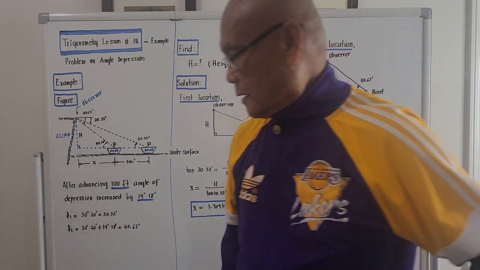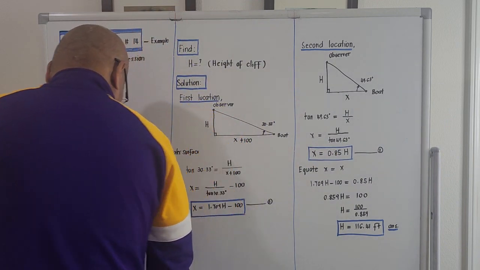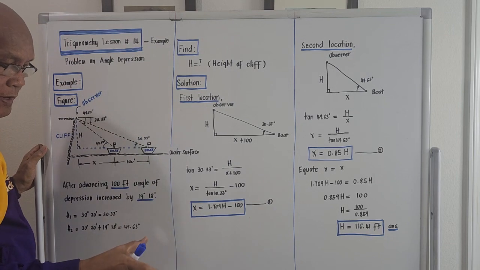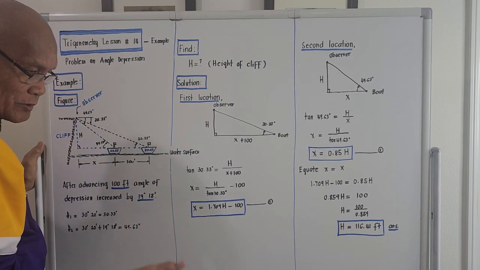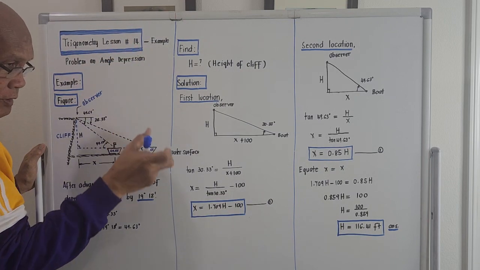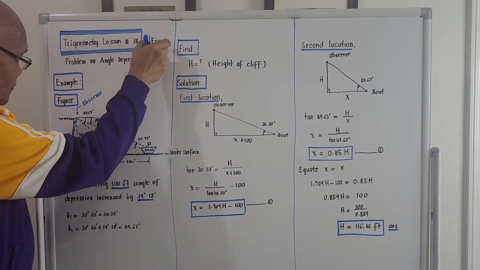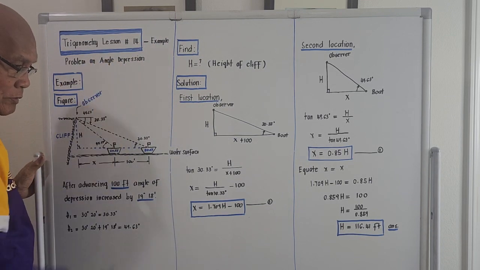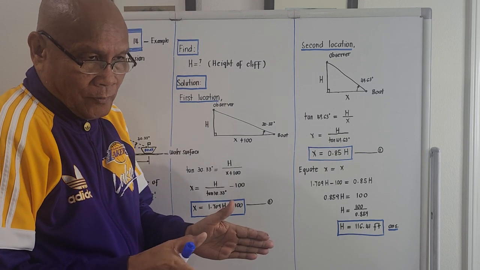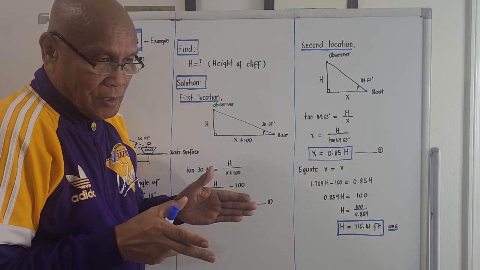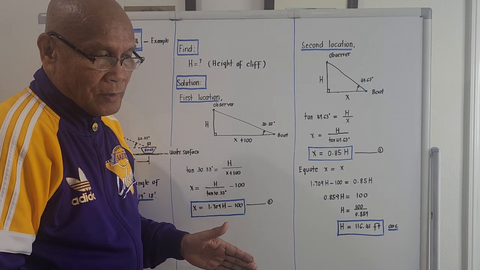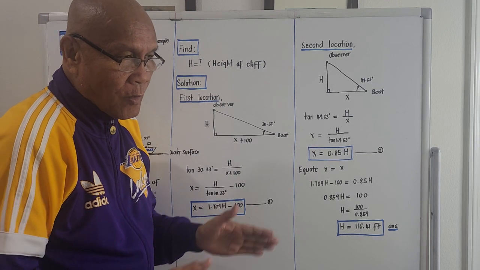Okay, let's proceed. The subject matter for this morning will be a continuation of my trigonometry complete syllabus subject matter, that is trigonometry lesson number 14. The title of the topic will be example problem on angle of depression. The last time around, I gave you an example problem on the angle of depression, but for this morning, it will be another variation of a problem concerning the angle of depression. Okay, let's proceed.